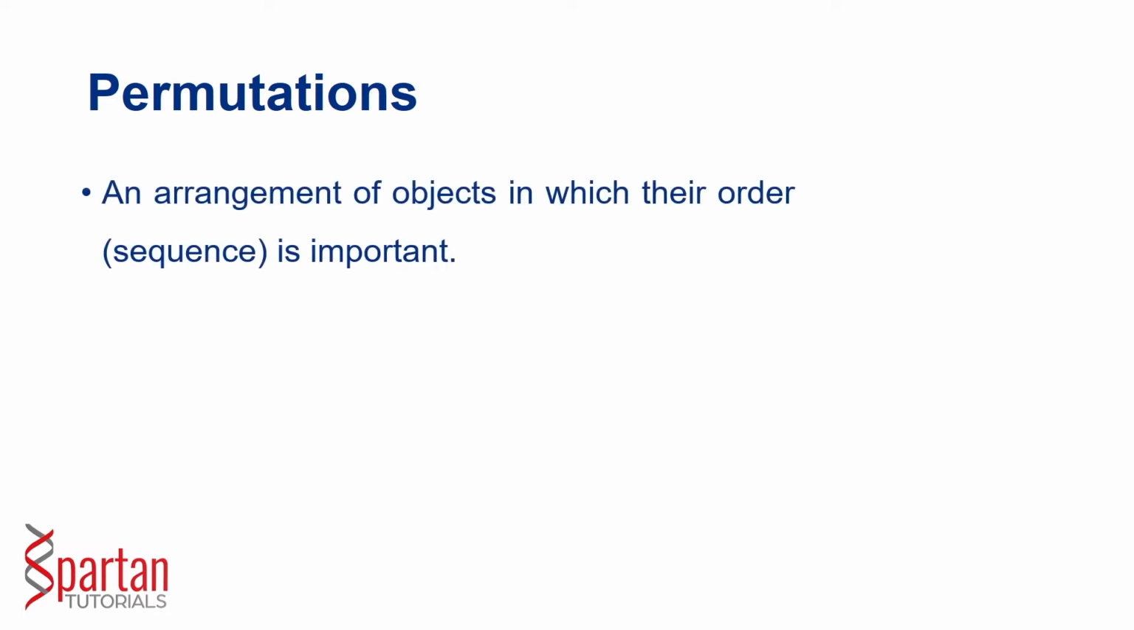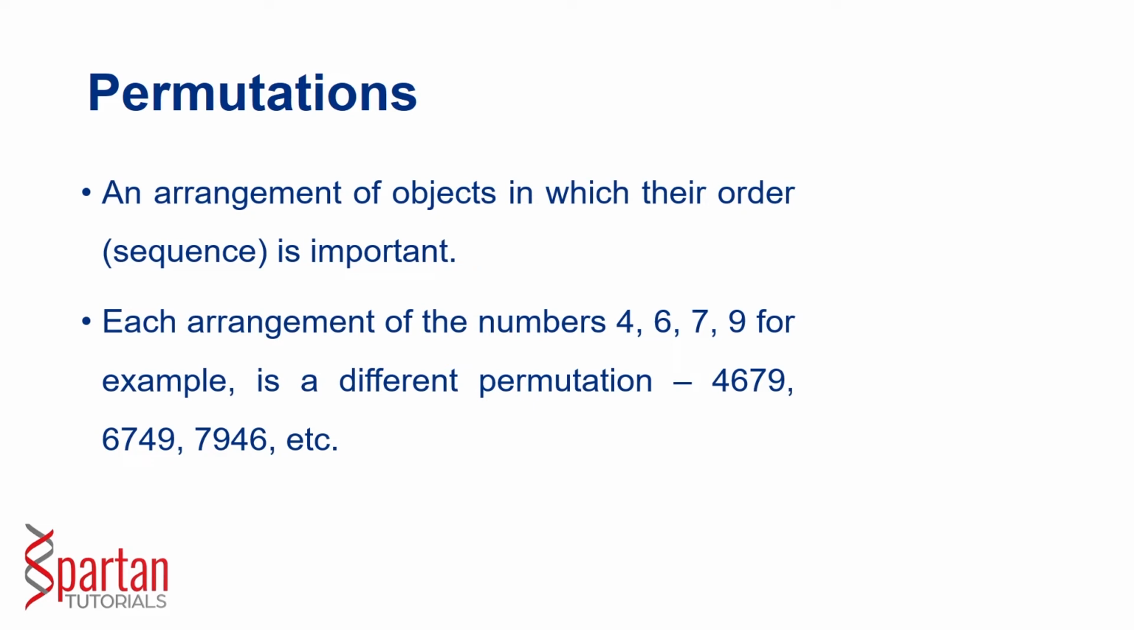First of all, let's discuss permutations. Permutations are an arrangement of objects in which their order or sequence is important. For example, each arrangement of the numbers 4, 6, 7 and 9 can give rise to different numbers. For example, 4679, 6749, 7946, etc. Here the order is important. Although they are the same 4 digits, they still make up 3 different numbers in these 3 different combinations.